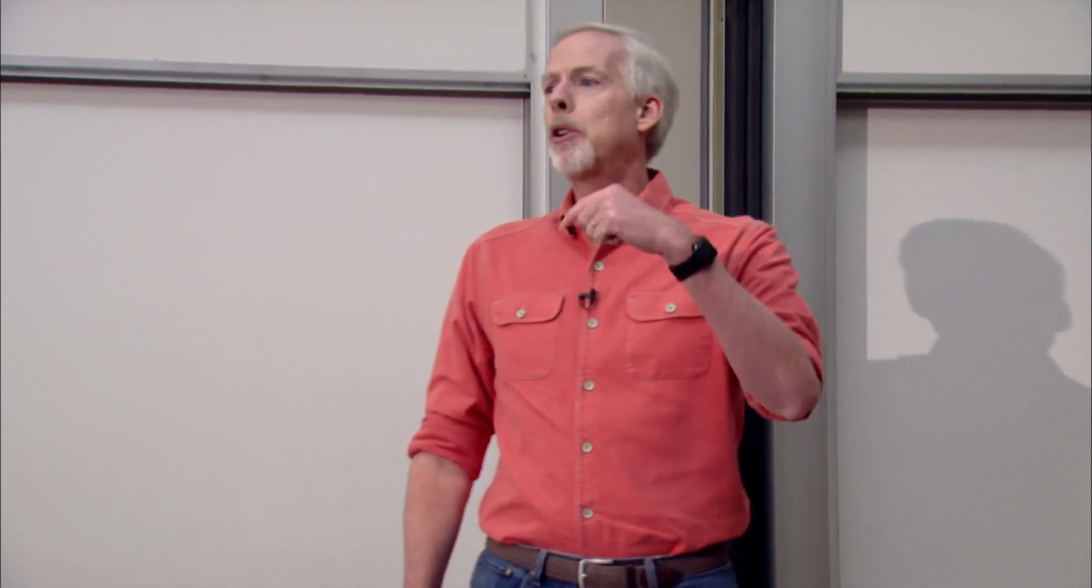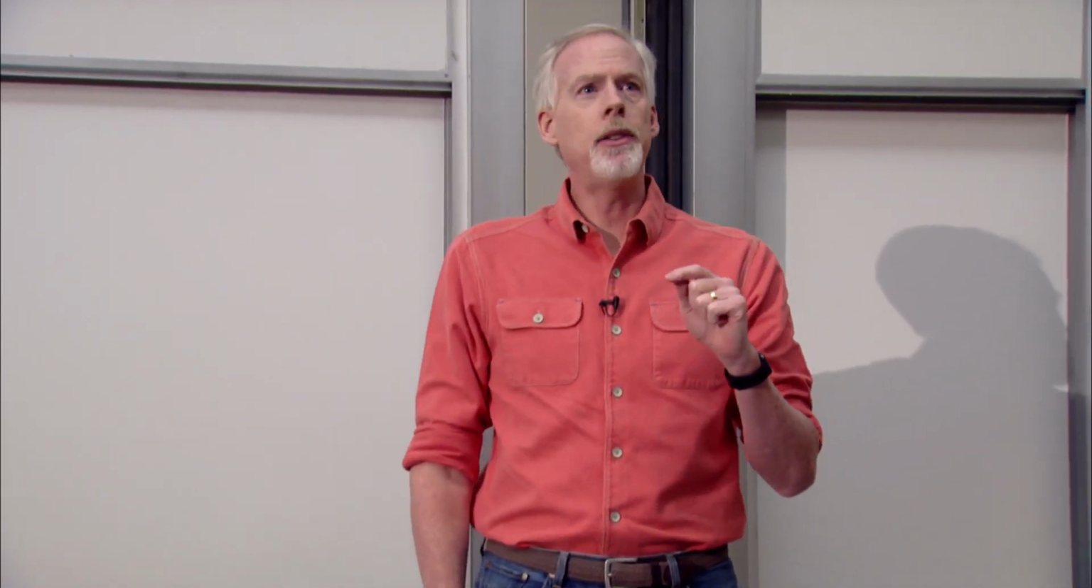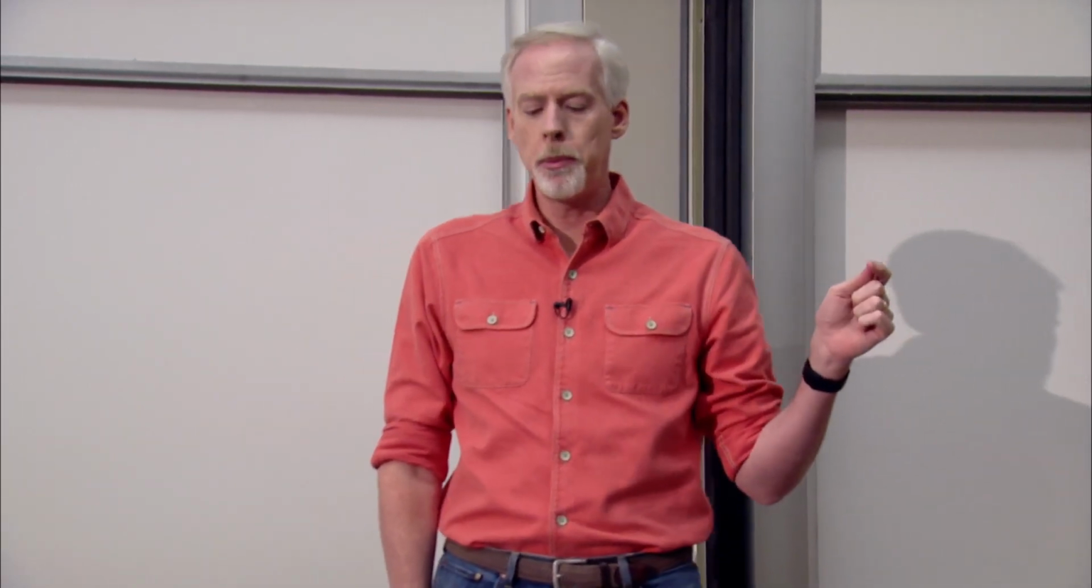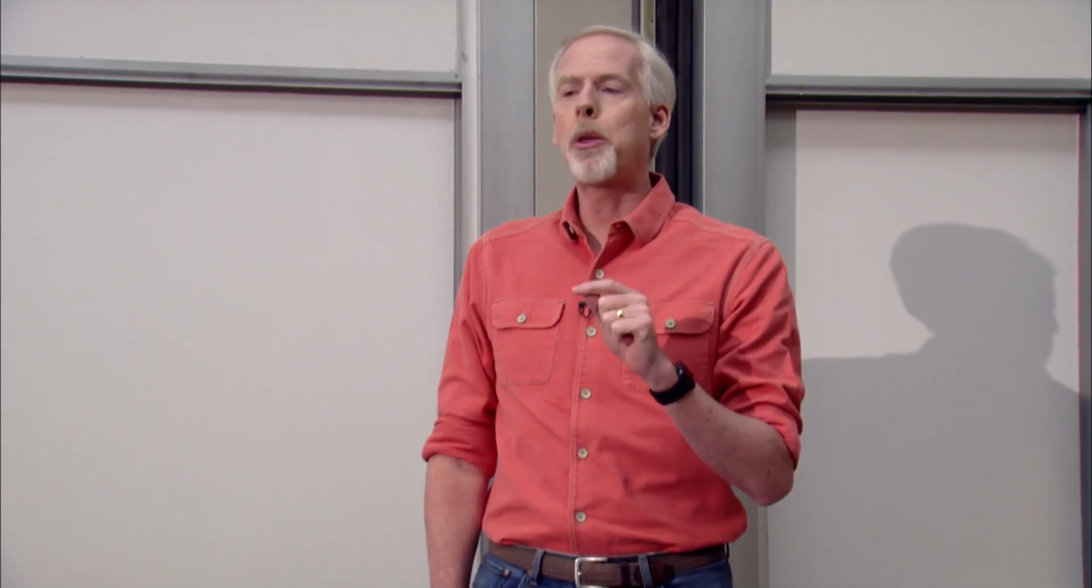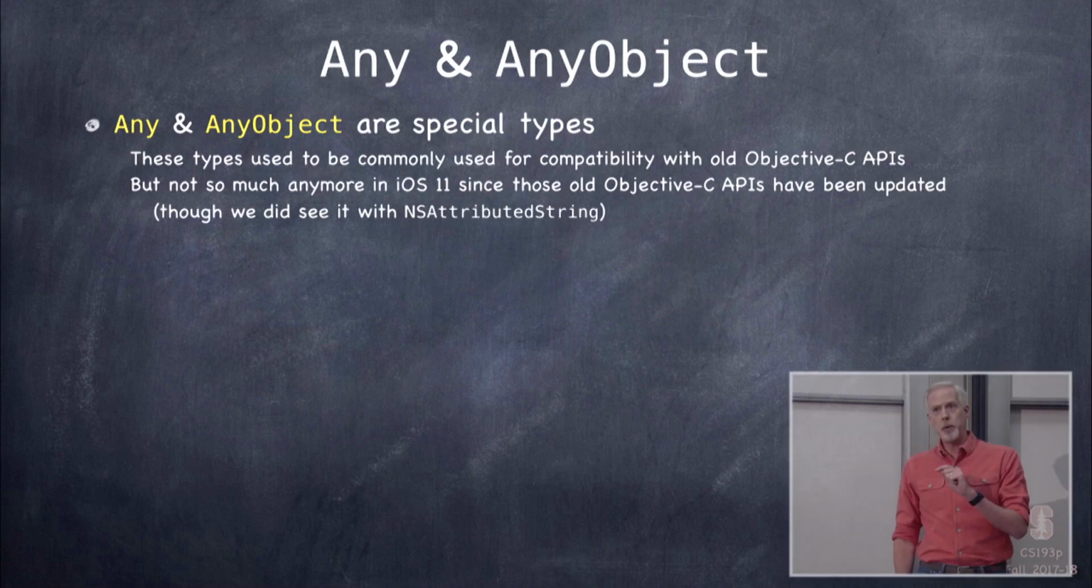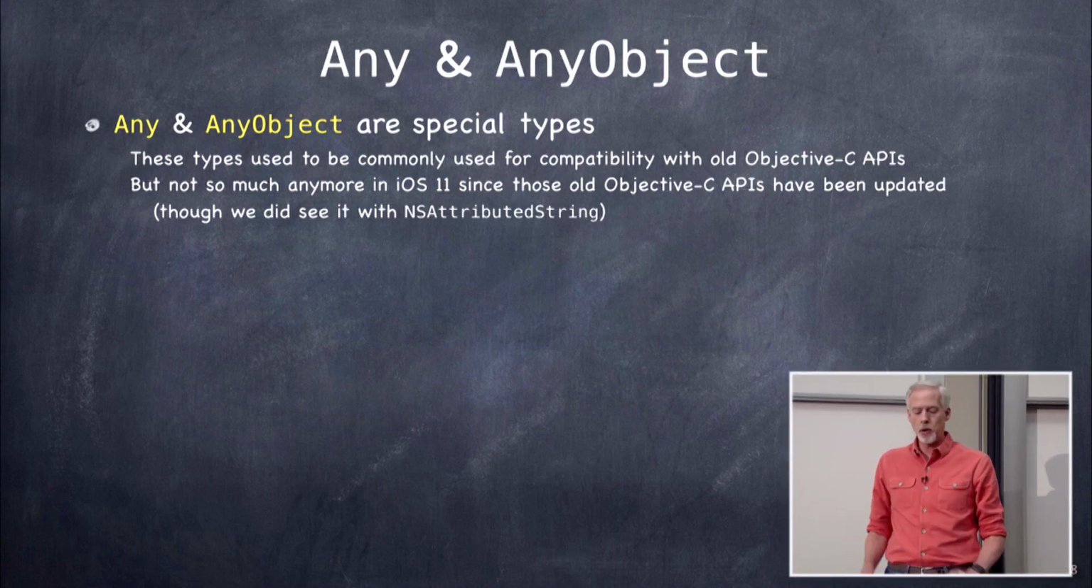All right, I want to circle back now to any. Okay, this type any that we saw with NS attributed string dictionaries. There's also another one called AnyObject, which is exactly the same as any. It's just for classes only. AnyObject is the any of classes only.